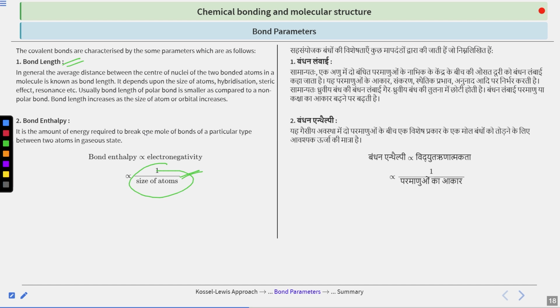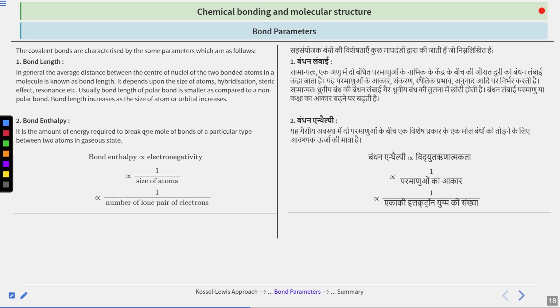Why does it decrease? Because the electrons present in this bond are under less influence of the nucleus, as they are far from the nucleus because of the longer bond length. As a result, the bond can be easily broken. The number of lone pairs is also inversely proportional: if there are more lone pairs of electrons, the bond enthalpy is also less.